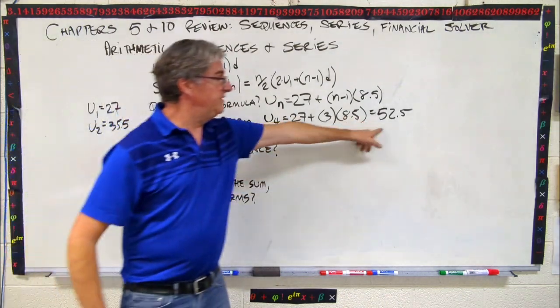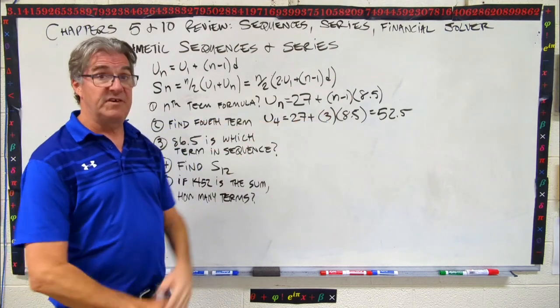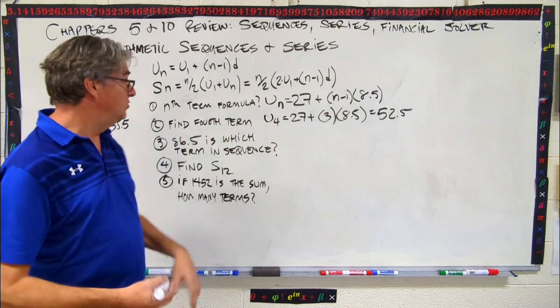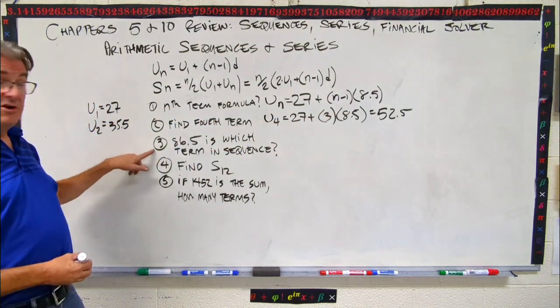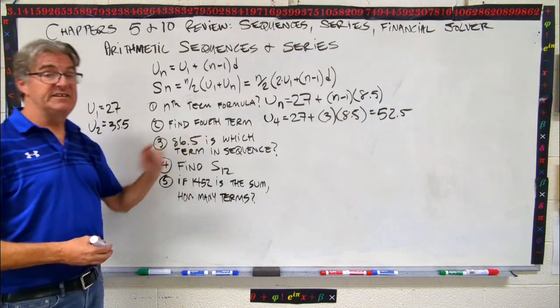I get 52.5. So if you can't get that, try again. Make sure that you can wind up at 52.5. Okay, moving on. 3rd question. 86.5 is which term in the sequence?